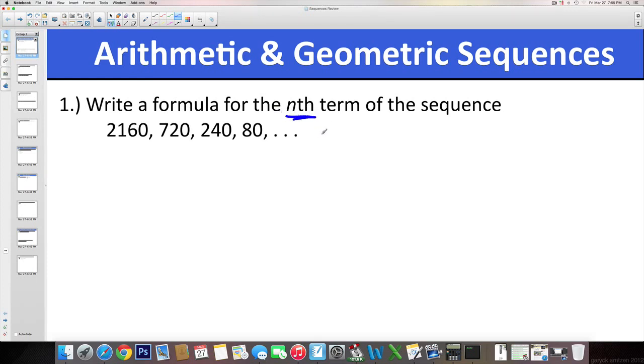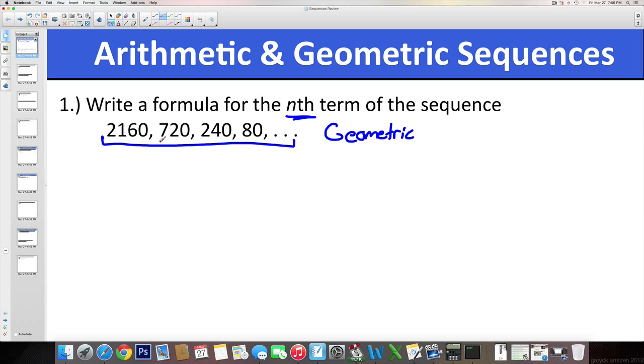That just means we want to write a general formula that we can use to find any term in this sequence here. The first thing we need to do is identify what type of sequence this is. And hopefully you notice that this is a geometric sequence. So there's a number that we can multiply every time, a common ratio, that will go from 2160, 720, 240, 80, etc. So first let's figure out what that common ratio is.